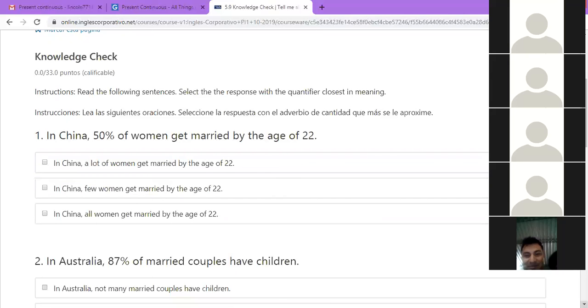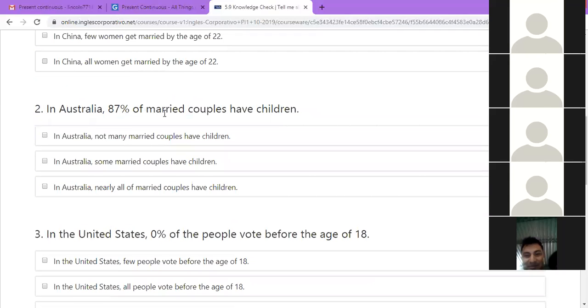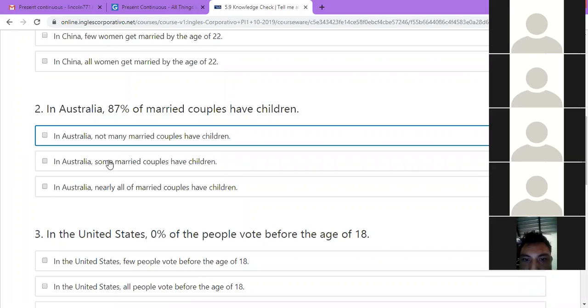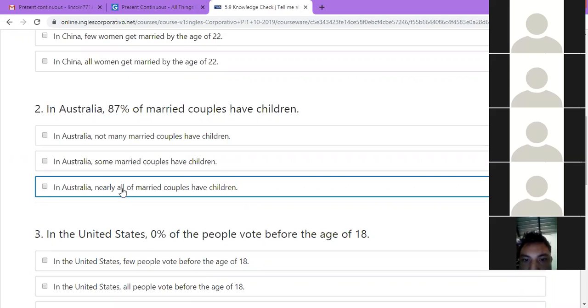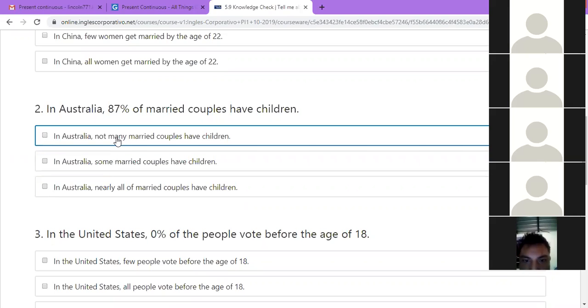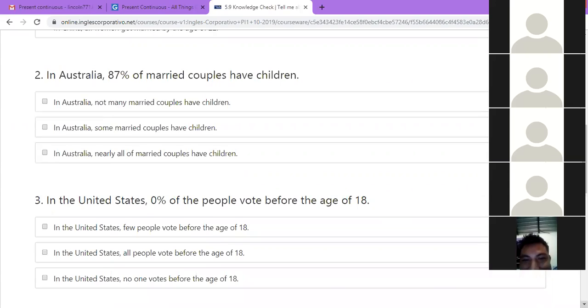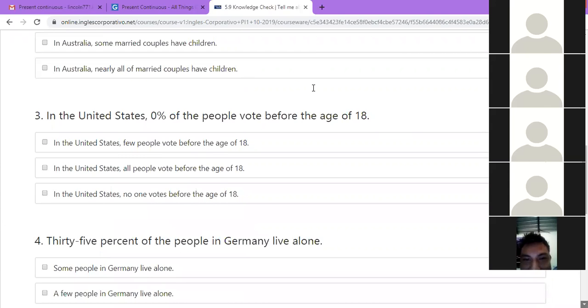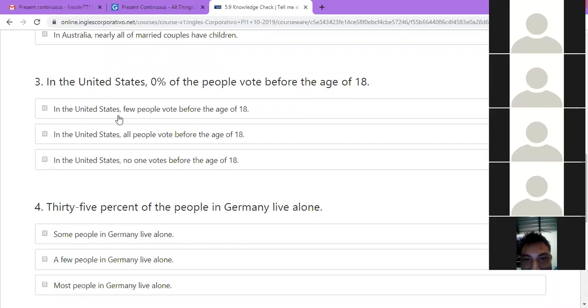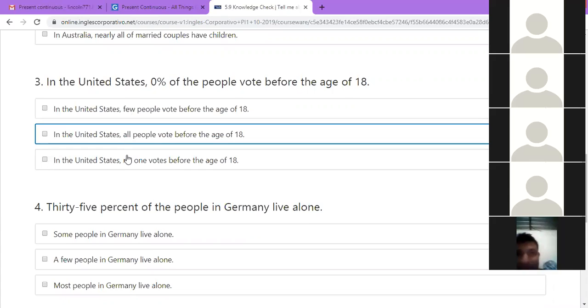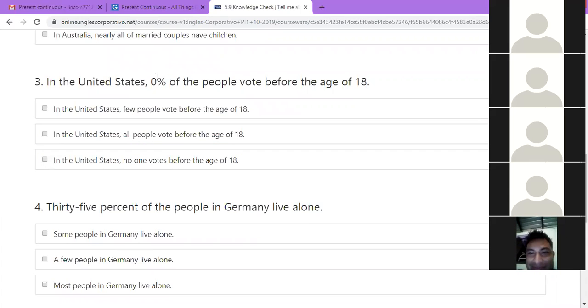In Australia, 87% of the married couples have children. Not many, some, nearly all. What is the quantifier? Nearly all. That's nearly all. Look, this is kind of like 90%. In the United States, 0% of the people vote before 18. A few people, all people, no one. What's the meaning of 0%? No one.